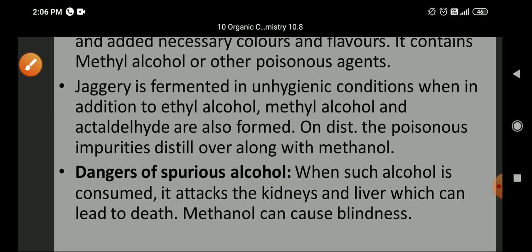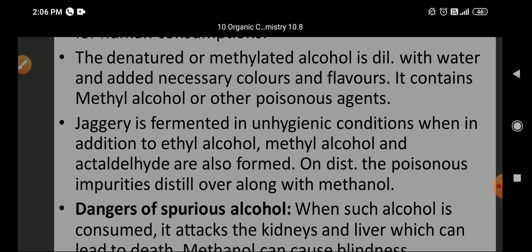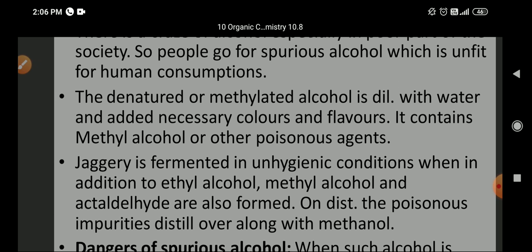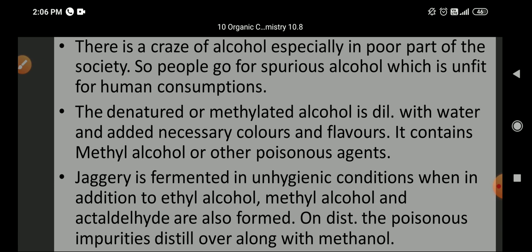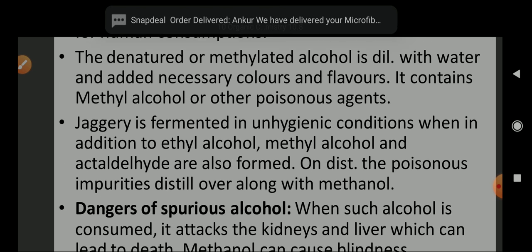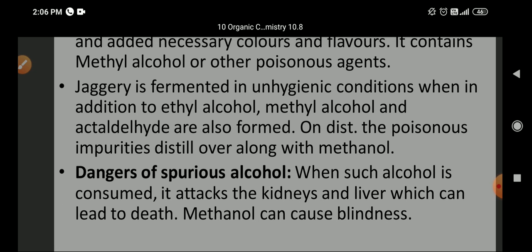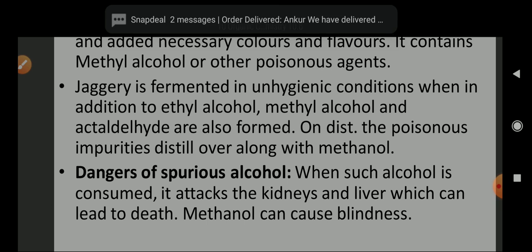So these are the things being added to ethanol in order to make cheap drinking alcohol, which is used by many in the poor part of society who cannot afford really good and expensive alcohol. Dangers of spurious alcohol: when such alcohol is consumed, it attacks the kidney and liver, which can lead to death. Methanol in high amounts can cause blindness.